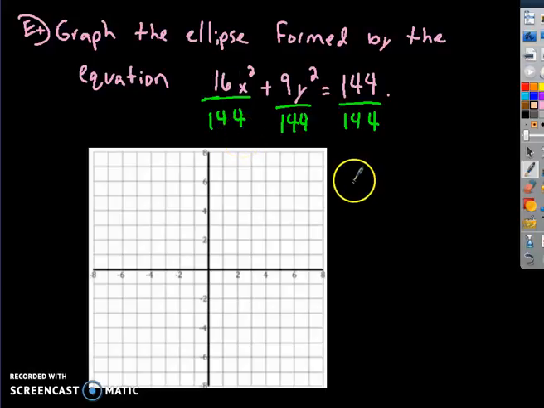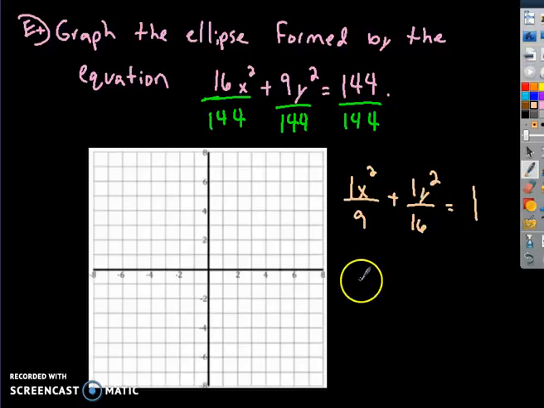So I'll call this 1x squared over 9 plus, 9 goes in 144, well, apparently 16 times. So this would be 1y squared over 16 equals 144 over 144, which is 1. Now, I don't really need these 1s here, so I can just drop them off and call it x squared over 9 plus y squared over 16 equals 1.